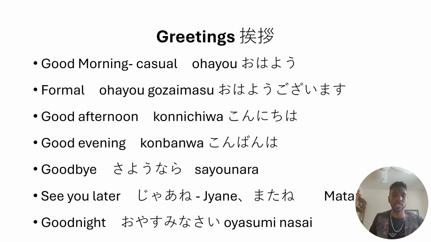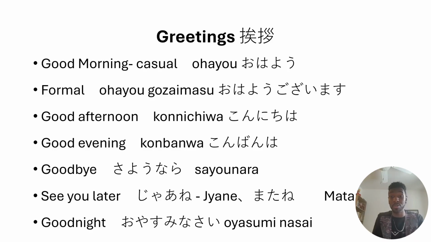Here's some basic Japanese greetings. How do you say good morning in a casual way? Ohayo. Formal is ohayo gozaimasu. Good afternoon. Konnichiwa. Notice konnichiwa, it's 5 syllables. There's two n's. So kon and then nichiwa. Konnichiwa. Good evening is konbanwa.